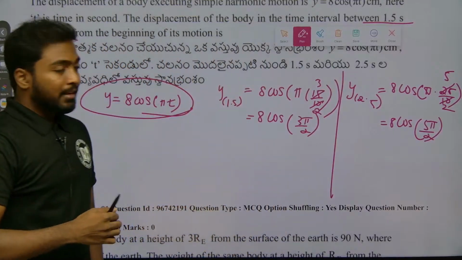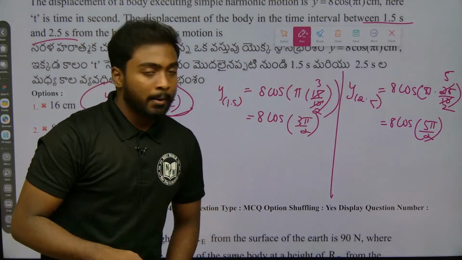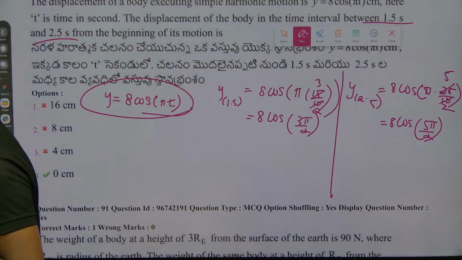So give me the answer for cos 3 pi by 2 and cos 5 pi by 2. Give the answer in the comment boxes, guys, who are watching.